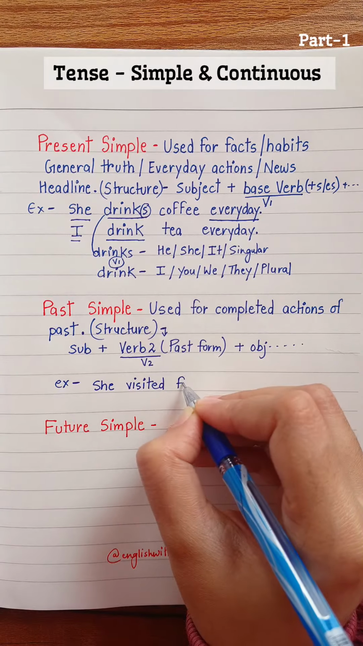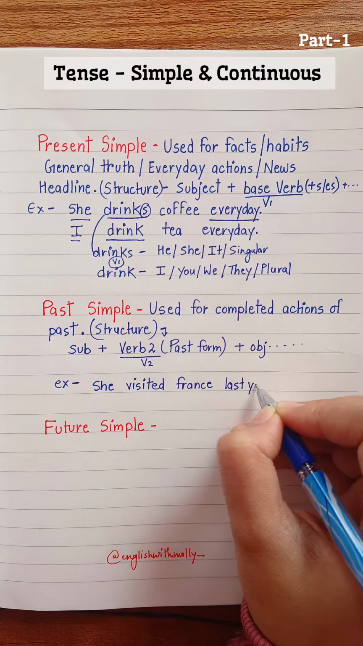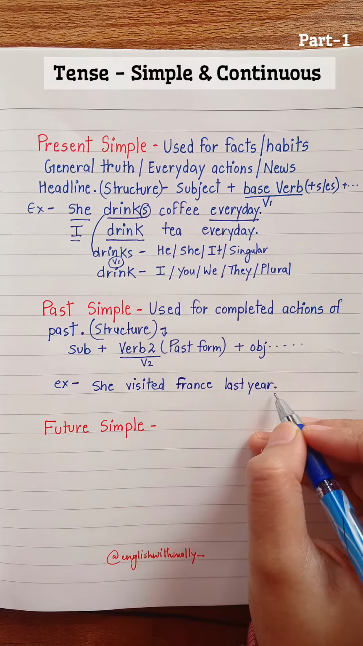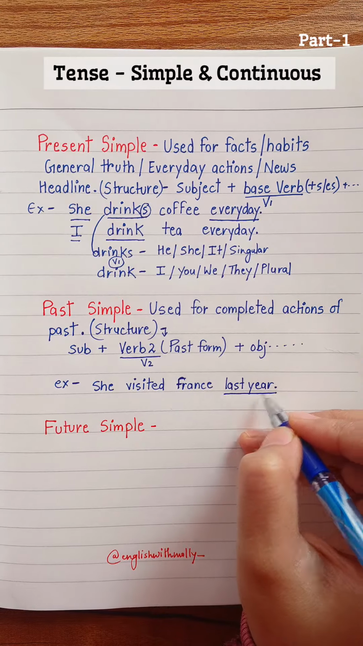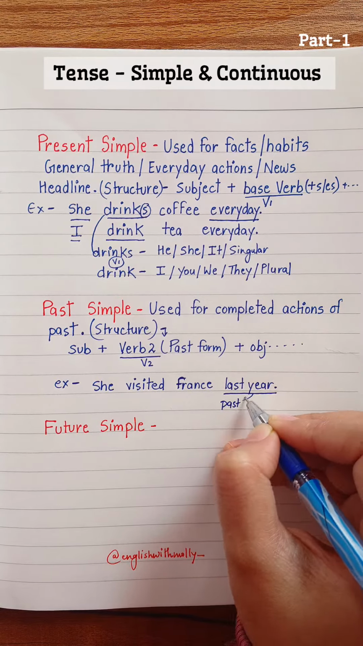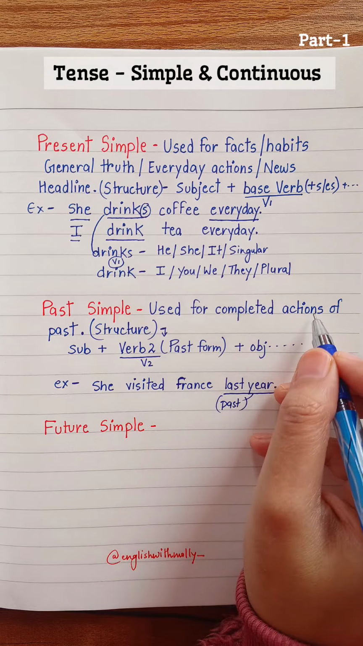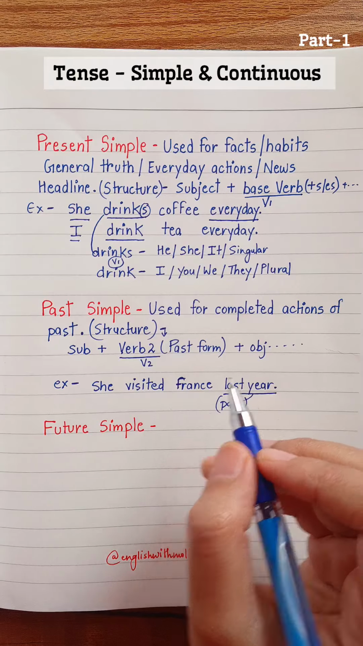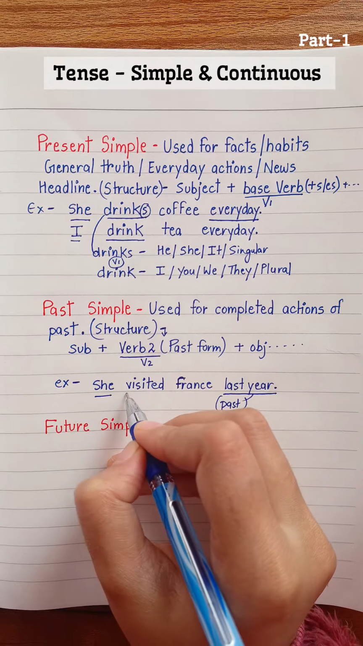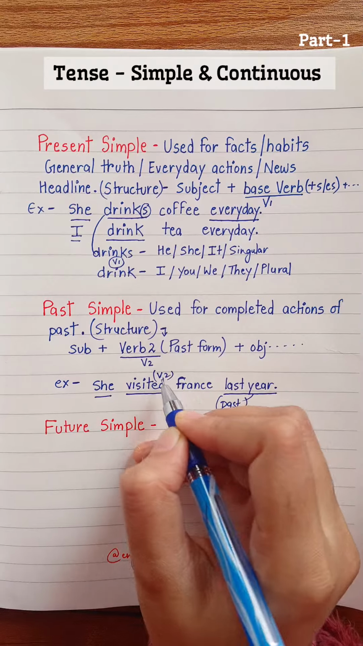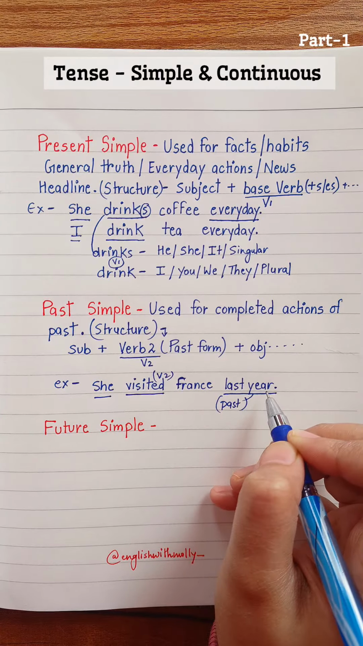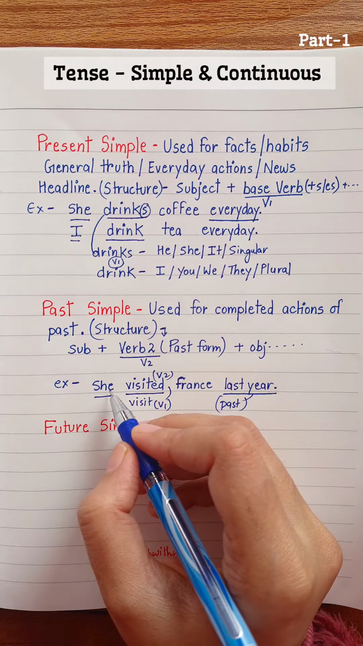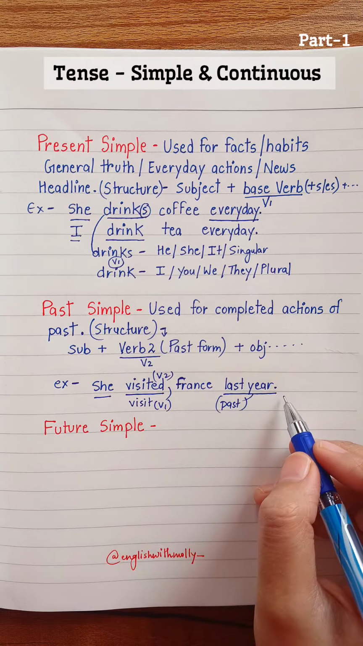She visited France last year. Visited France last year. Now here the keyword is last year. Last year depicts past. Last year is past tense and we use past simple tense for completed actions of the past. So according to the structure, it's subject plus V2. Visited is a V2 form of the verb visit, which is a V1. She visited France last year. It's a completed action in the past.